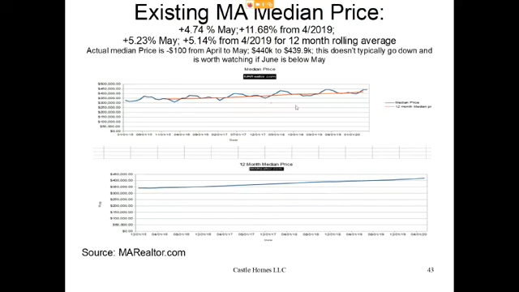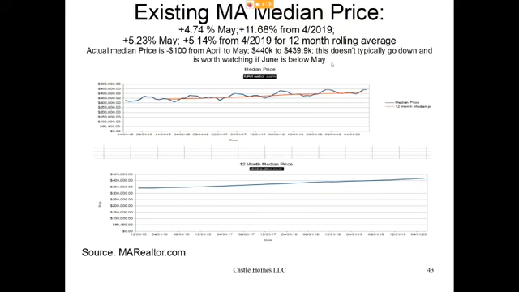Okay, so this top graph is the month to month. Month to month, we were up 11.5%. In April, we were up 4.75%. Nope, I take that back. May, we were up 4.75%, and April, we were up 11.68%. If you look at the 12-month rolling average, which is the second chart on the bottom, May, we were up 5.23%, and April, we were up 5.14%. So that is starting to take off a little bit.